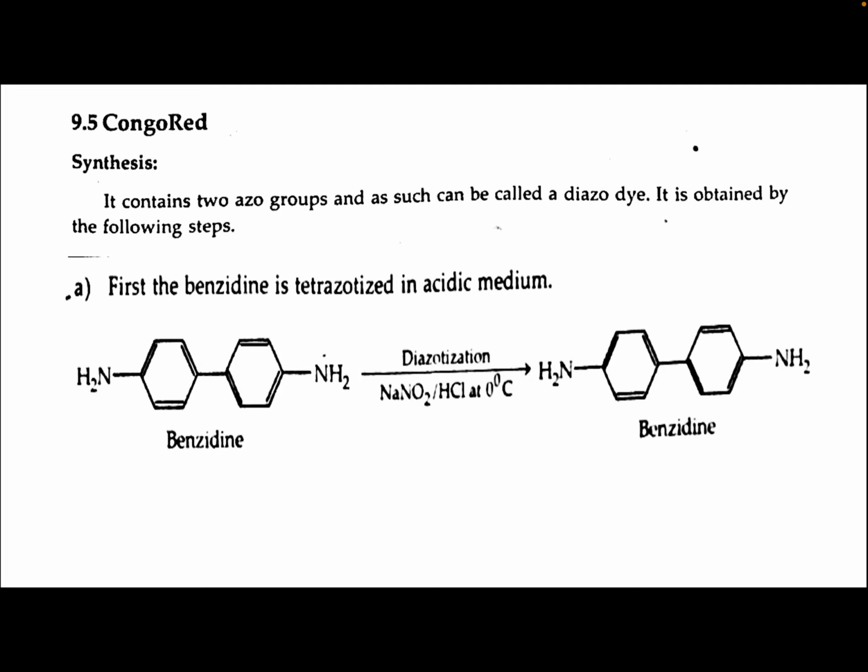Next is Congo red synthesis. It contains two azo groups and as such can be called a diazo dye. It is obtained by the following steps. First step, benzidine is tetrazotized in acidic medium. Benzidine means on the benzene ring, para position, an NH2 group is there. Diazotization, you get benzidine.